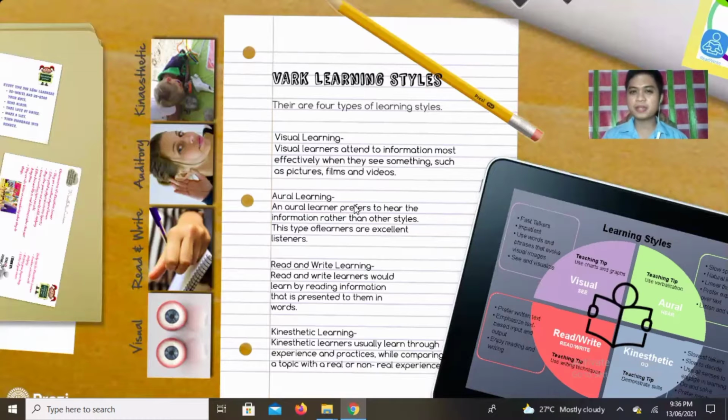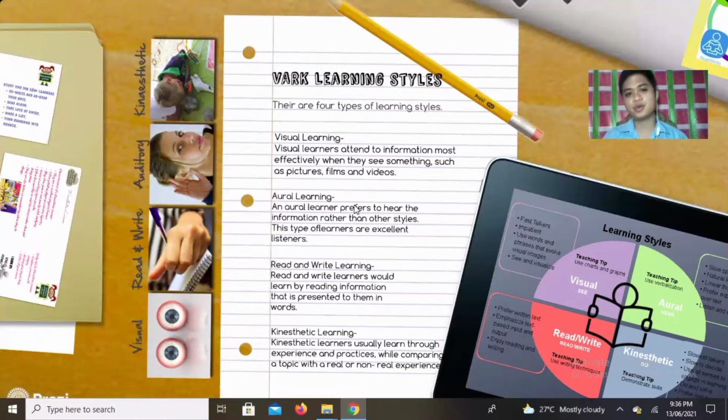Well, in the very first place, the acronym VARK is used to describe the four modalities of student learning that were described in a 1992 study by Neil D. Fleming and Colin E. Mills. And what does the VARK mean? V is for visual, A for auditory or oral, R for read or write, and K for kinesthetic.